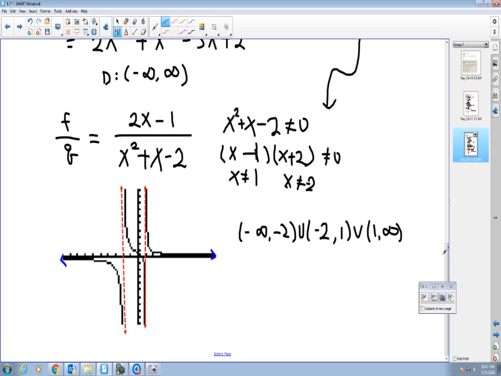And that's how we add, subtract, multiply, and divide two functions together. Alright, that will conclude this video.